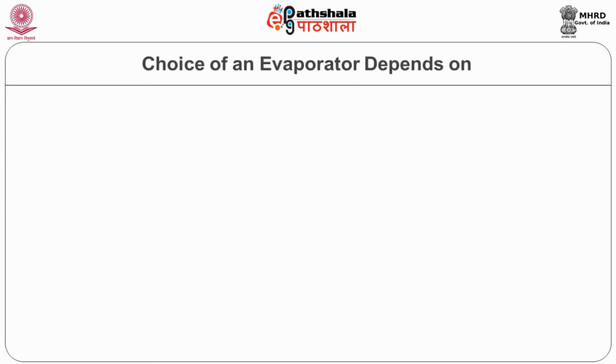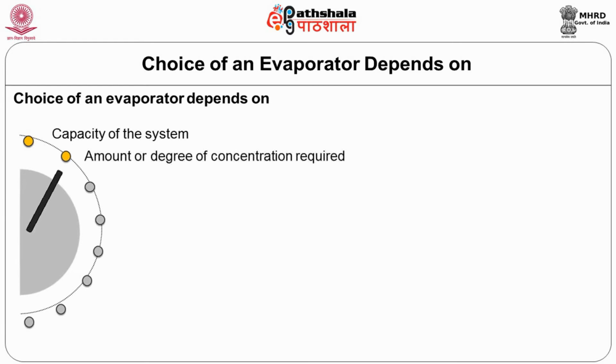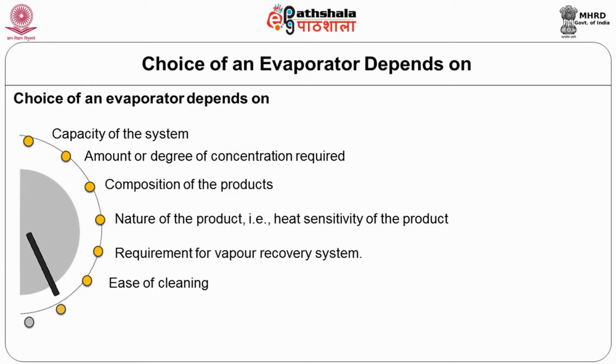We have seen various types of evaporators. We have also understood the advantages and disadvantages of each type of evaporator. So, the choice of a particular type of evaporator depends on the capacity of the system, amount or degree of concentration required, composition of the product, nature of the product, that is heat sensitivity of the product, requirement of a vapor recovery system, ease of cleaning, simplicity of operation, capital and operating cost.